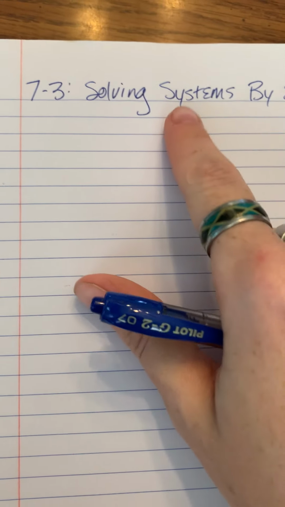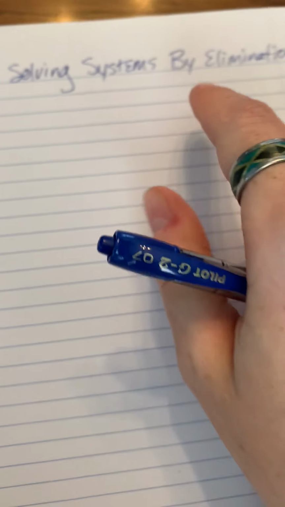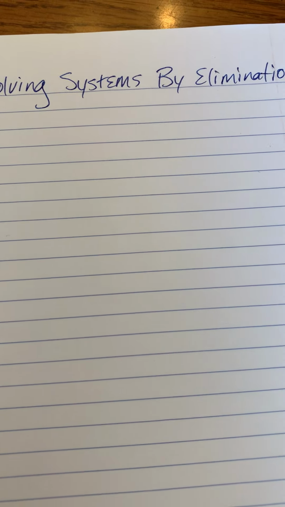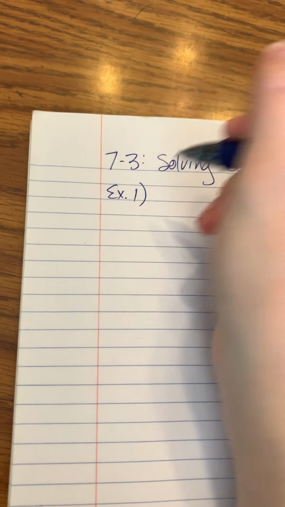In this lesson, we're going to continue to solve system of equations, but we're going to use the elimination method. We're still going to use the two equations. We're still going to write lots of numbers and x's and y's. We're just going to do it in a different way because the problems are set up differently. Here is example 1.